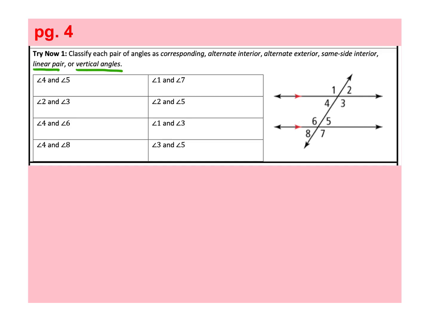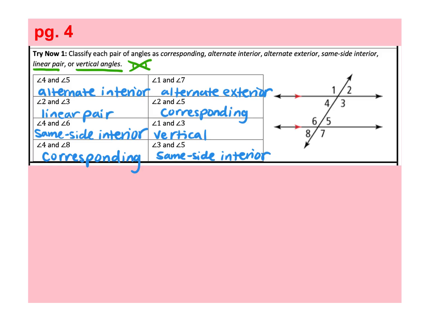Linear pairs, we know, are two angles that together form a line, and vertical angles are going to be on opposite sides of intersecting lines like that, where they're across the X. Go ahead and pause your video and try this example on your own. Please pause now. All right, here are your solutions to the try now.